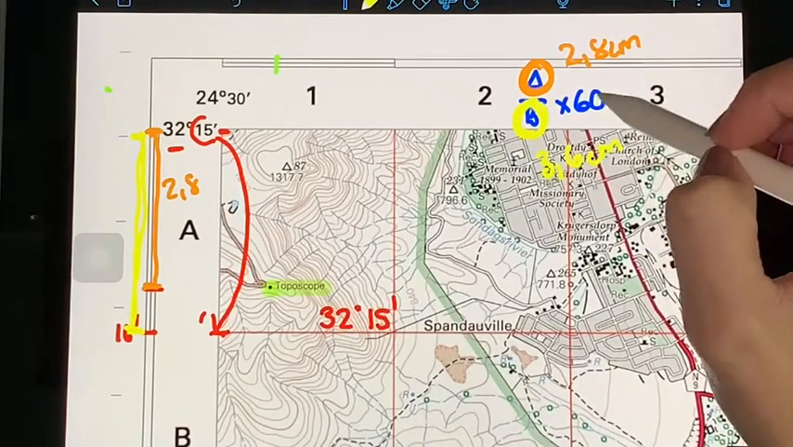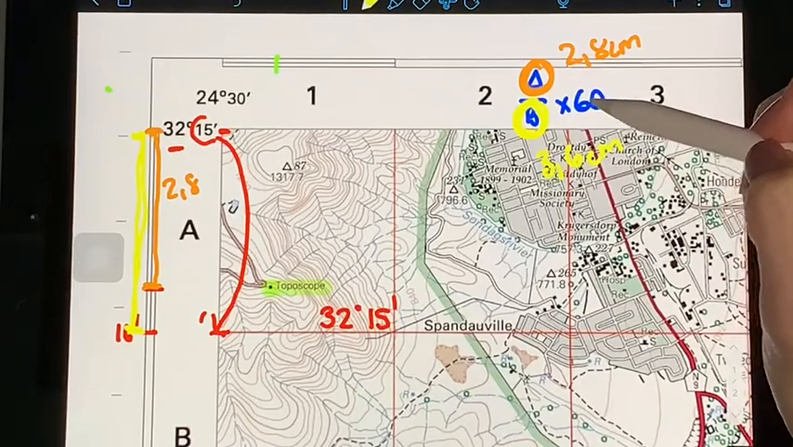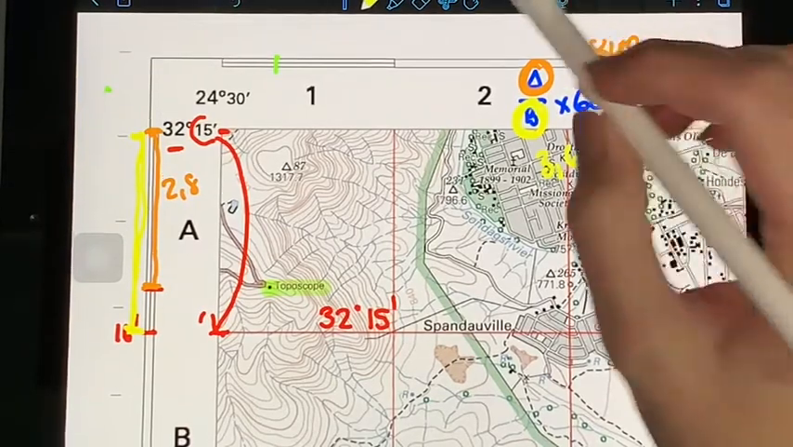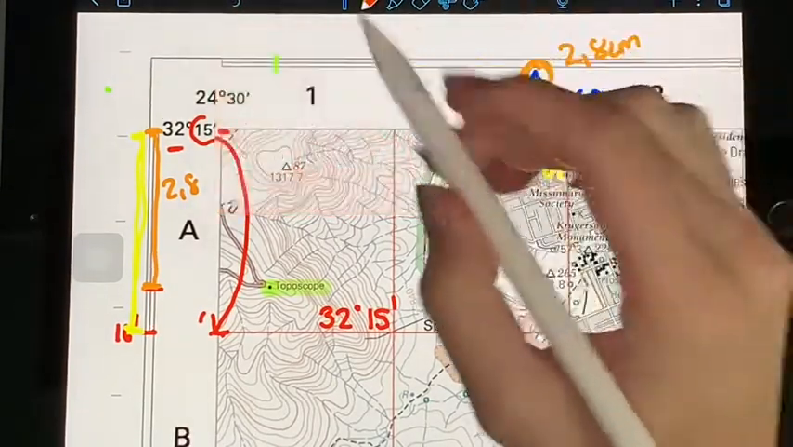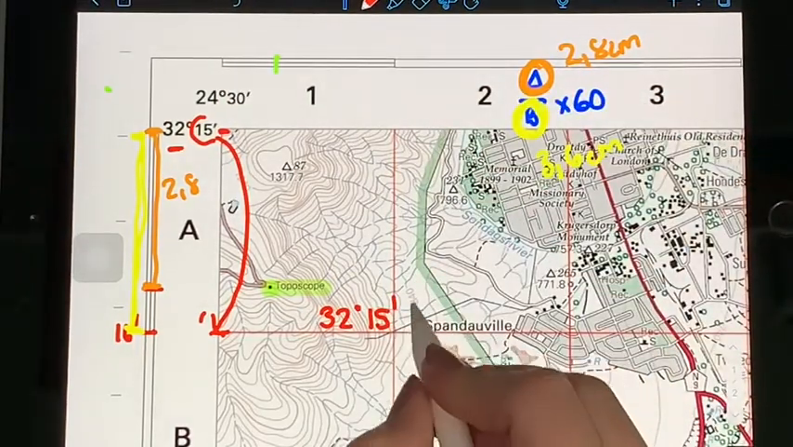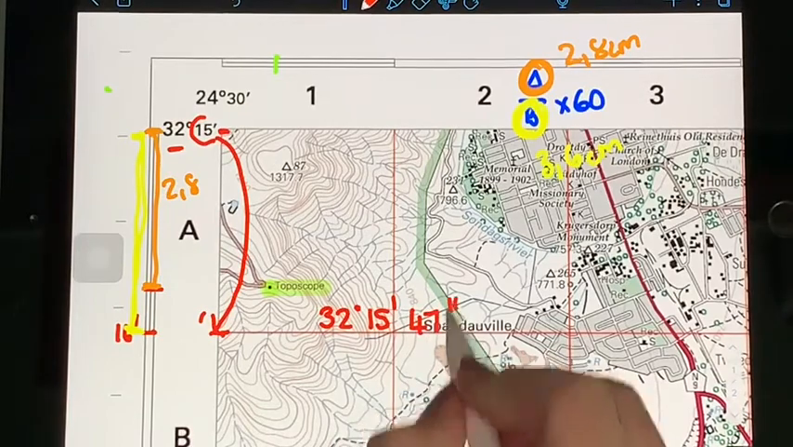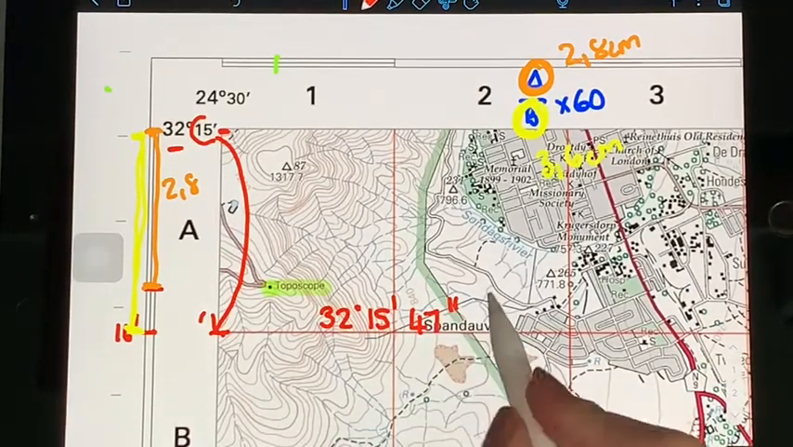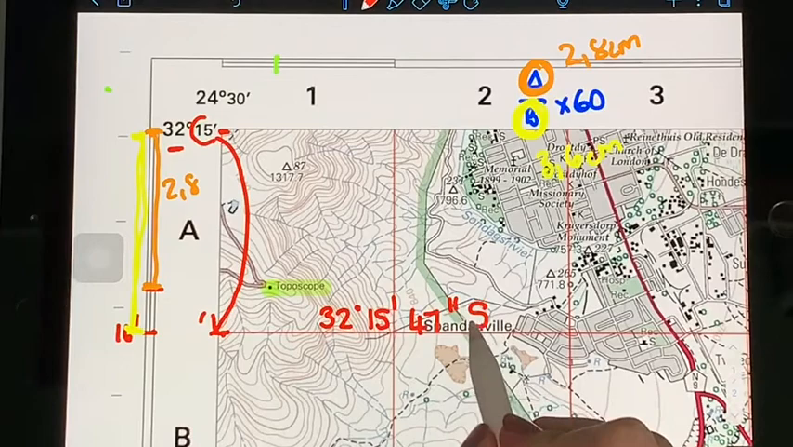We must times by 60 because there are 60 seconds in a minute. And the answer that I get there is 46.6 seconds. You can round that up then to 47 seconds. And because this is a latitude reference, we go south.